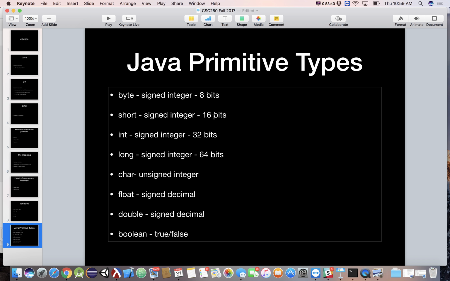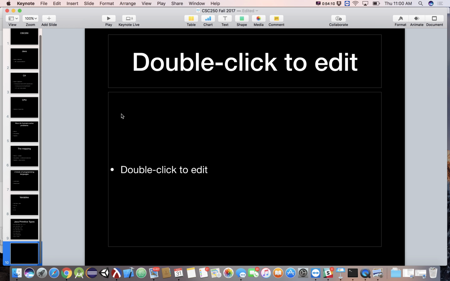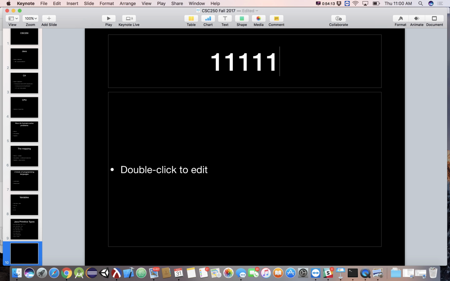So what's the largest value that we can hold inside of a byte? What's the largest number that can be represented with 7 bits? What does 7 bits look like? 7 bits looks like 1, 2, 3, 4, 5, 6, 7. That's the largest 7-bit number in binary. What is that number equal to in decimal?